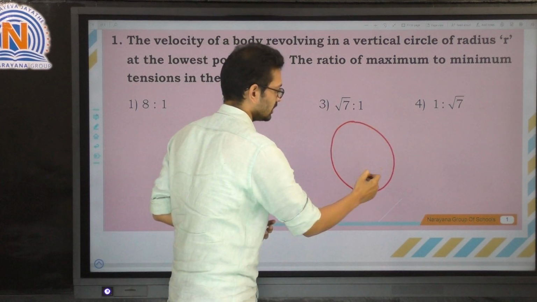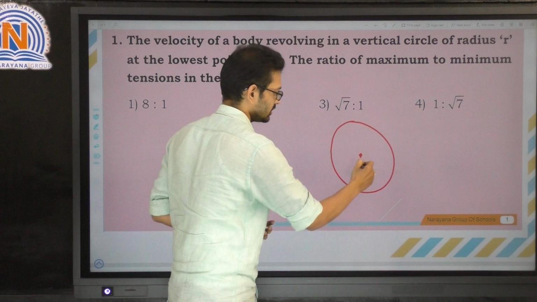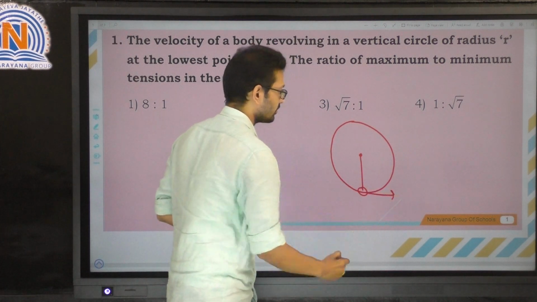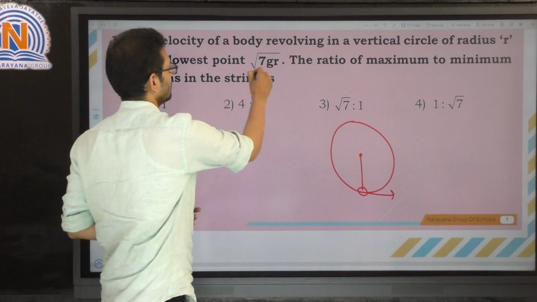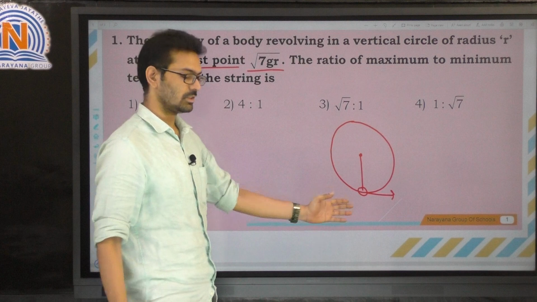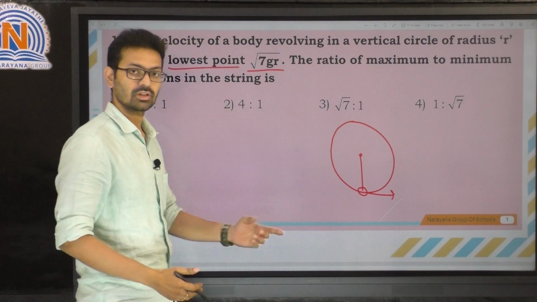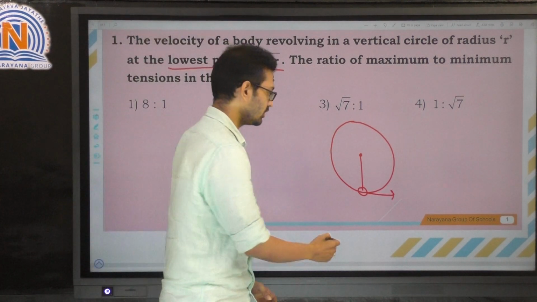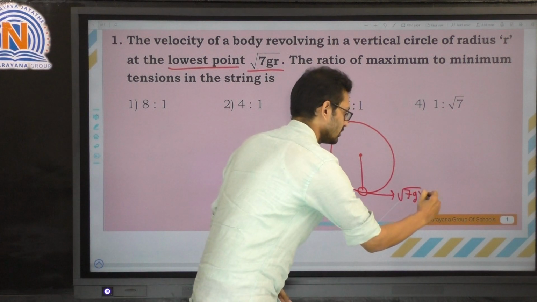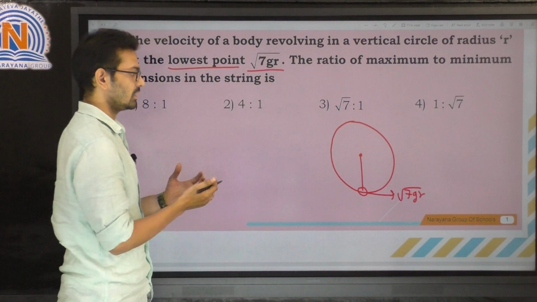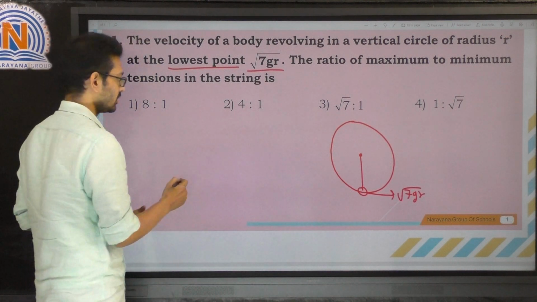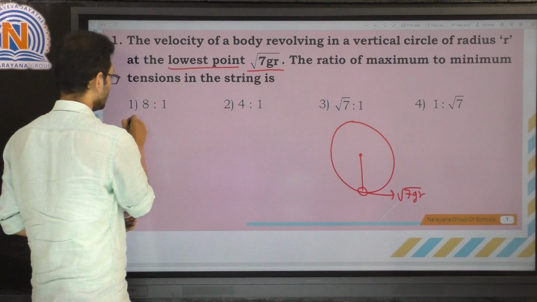When you are taking the bob which is hanging over here, the velocity which they have given is root 7 gr at the lowest point, and as per the question the lowest point is over here. Now at that particular point your tension is going to be maximum. So let us find T max.